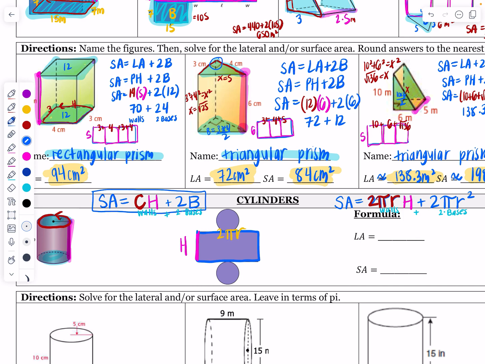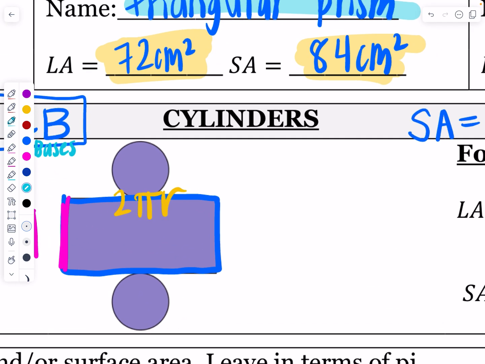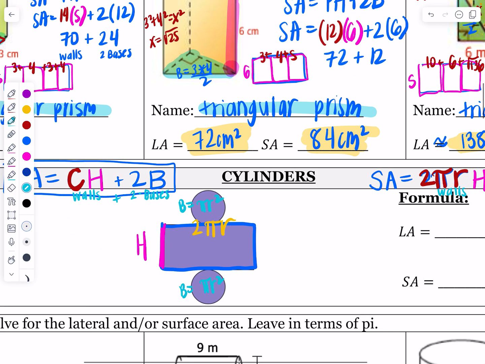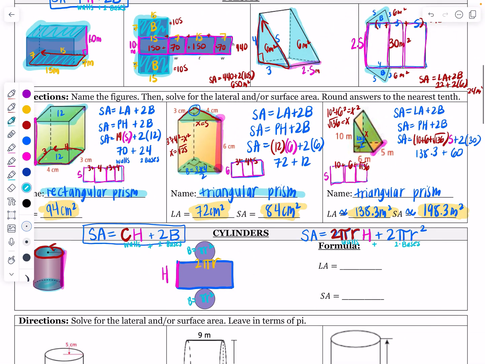Okay. How do we find the area of the bases? Well, the area of the bases is going to be pi r squared. That's how you find the area of a circle. So there's my bases. I have 2 of those. Okay. So there's my height. There's my 2 pi r. So here's my simplified formula: circumference times height plus 2B. The surface area is going to be equal to 2 pi r h, because that's circumference, times the height, plus 2 of my bases, which is going to be 2 times pi r squared.